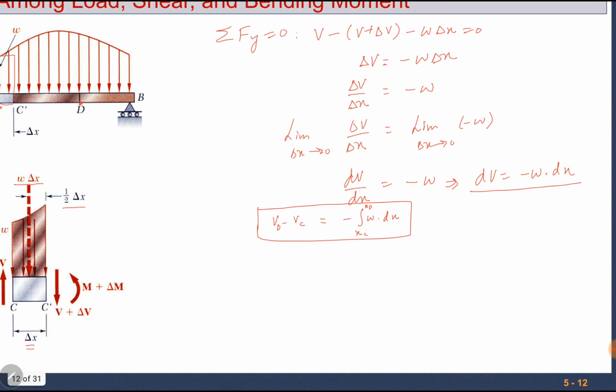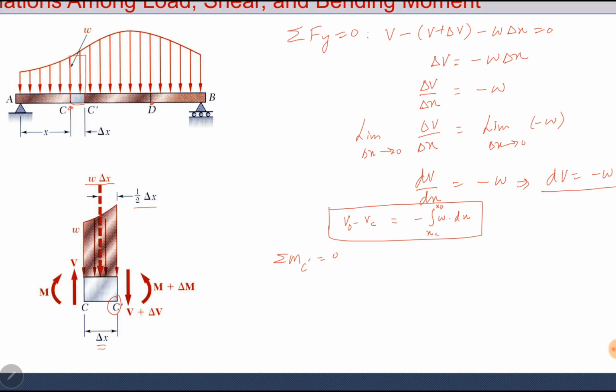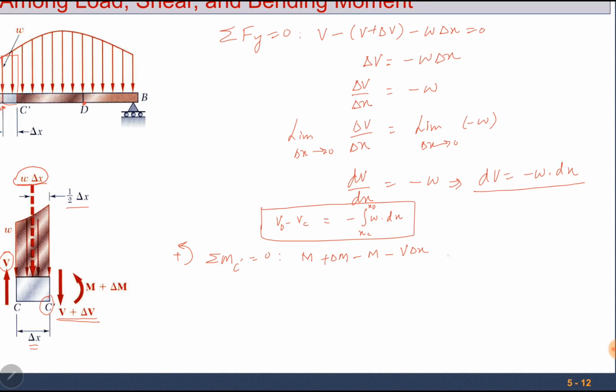Similarly, we can derive a relationship between bending moment and shear force. How can we do it? By taking summation of moments at C dash equal to 0. Here is C dash. There are different moments here. If I take counterclockwise moments as positive, the first one is M plus delta M. Then this clockwise moment M. Then there is one moment due to this force V, which is also clockwise, V into its distance from C dash, delta x. This force V plus delta V does not produce any moment at the point C dash because it acts at the same point. Then this concentrated force W delta x is producing a counterclockwise moment around C dash.